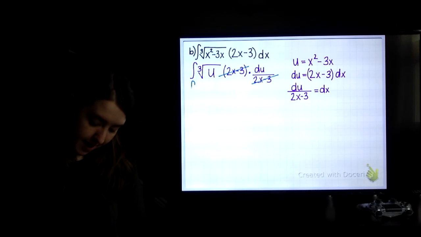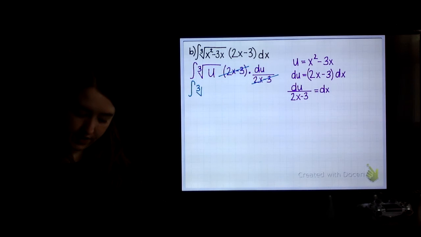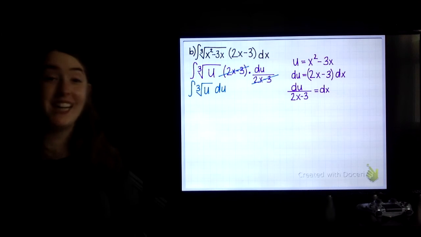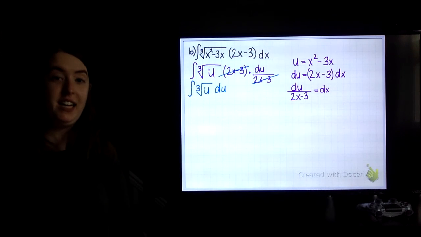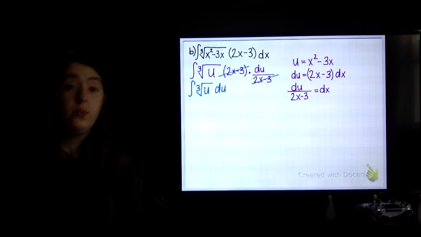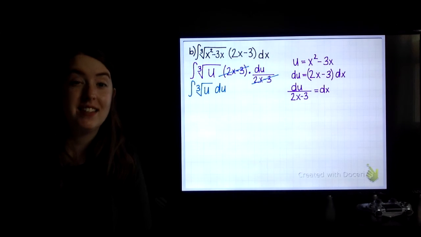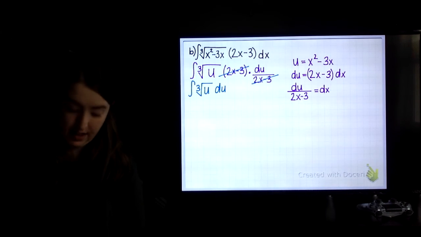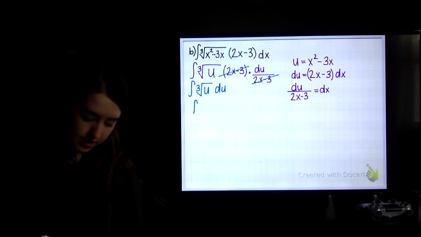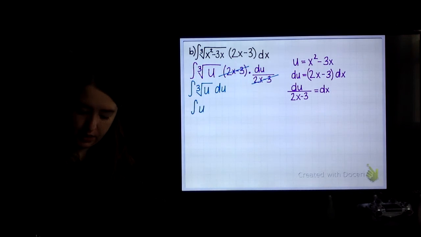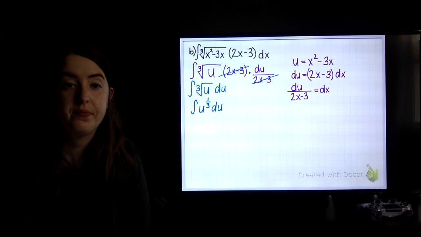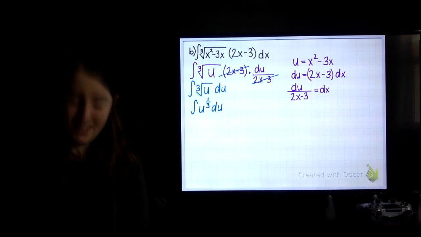So now when I have to take the integral of the cubed root of u du, that's a lot easier than this guy right here. So when we start taking the antiderivative of this, I would rewrite it as an exponent instead of a radical. So the cubed root of u is the same thing as u to the 1/3 power. We still have that du on there. And now we'll take the antiderivative.